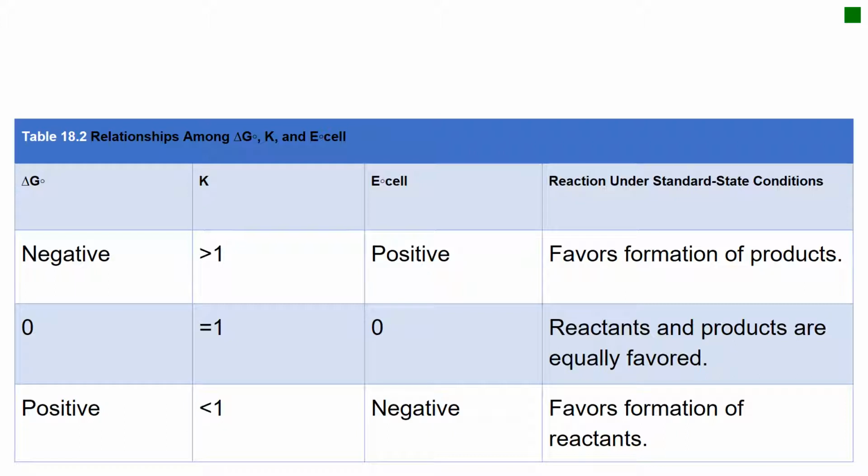Here we have a table from 18.2, which shows the relationships among delta G, K, and E cell. It shows that when delta G is negative and K is greater than 1, the E cell is positive and favors formation of products. If delta G is 0 and K is equal to 1, then E cell is also 0, and the reactants and products are equally favored. But if delta G is positive and K is less than 1, then the E cell is negative and favors the formation of the reactants.